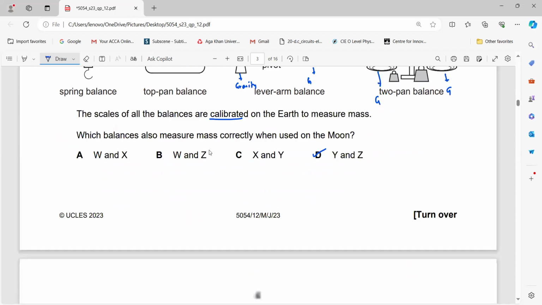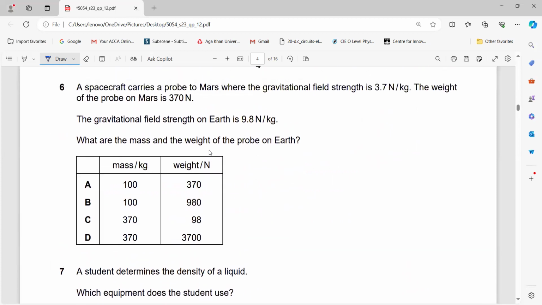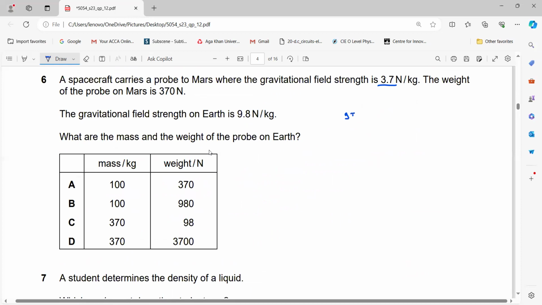Next is question number 6. It says a spacecraft carries a probe to Mars where the gravitational field strength is 3.7. The weight of the probe is 370 newtons. If the gravity is 3.7 newtons per kilogram and the weight is 370 newtons, I want you to first find out the mass of the probe. W equals mg. The weight is 370, the mass is unknown, times gravity, which is 3.7.